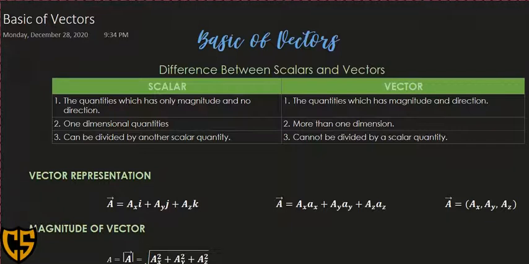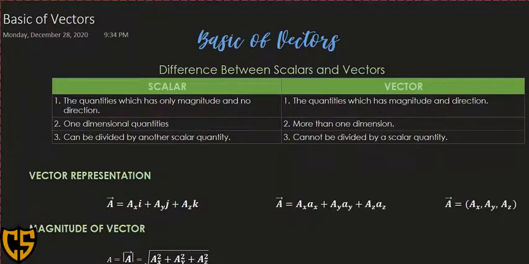So, a scalar is a quantity which has only magnitude and no direction. While ang imong vector is a quantity which has magnitude and direction. So, since ang scalar, magnitude lang ang ara sa iya, wala siya direction, so it is considered to be one-dimensional lang nga quantity. Kag ang imong vector, since may magnitude ka, may ara ka direction, so you have more than one nga dimension.